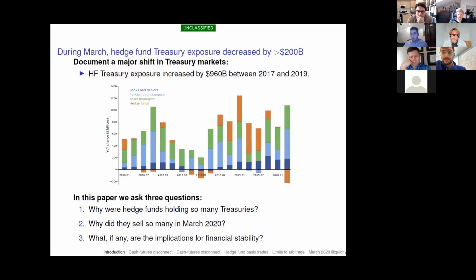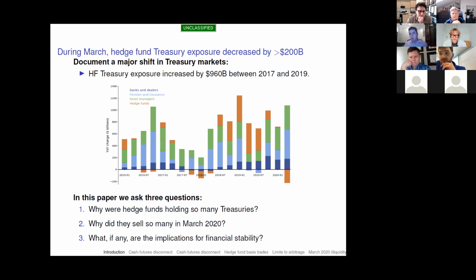So what we're going to do in this paper is ask three questions. First of all, what explains this large rise in hedge fund Treasury exposure? Second, why did hedge funds sell so many Treasuries during March? And finally, what are the consequences of having hedge funds be such major players in the Treasury market?